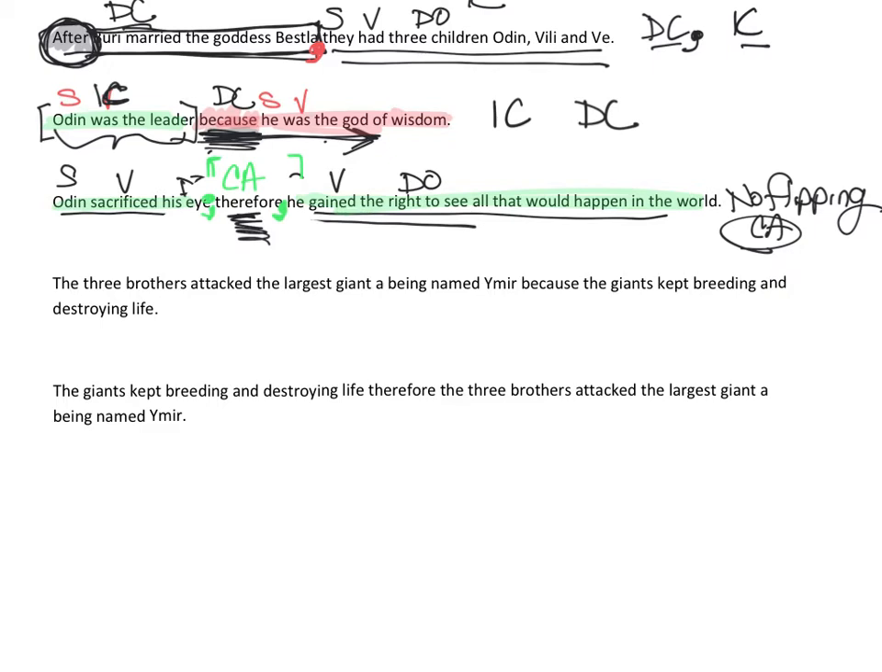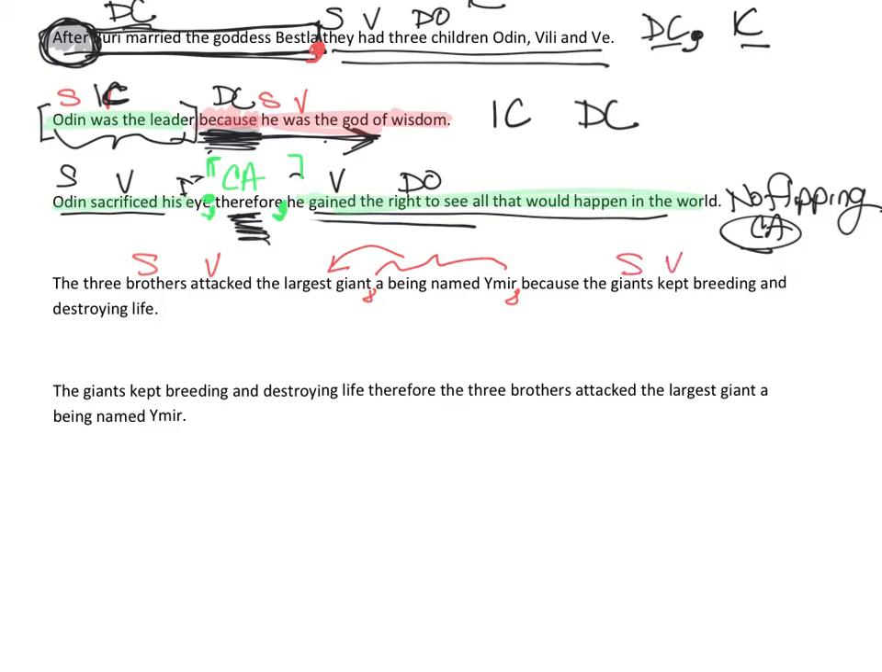The three brothers attacked the largest giant, a being named Ymir. And actually that should be set off with commas because this isn't a positive. We'll get into that later. So a being named Ymir is a definition, so we set it off with commas, because the giants kept breeding and destroying life. So we know that we've got the subject and the verb. We know we have the subject and the verb.